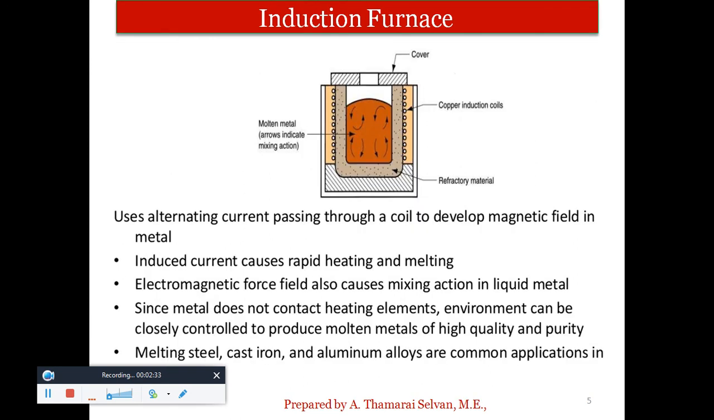It uses an alternating current passing through a coil. So we have a magnetic coil. When the alternating current is passed through the coil, because of this, a magnetic flux intensity is produced, which is used for heating and melting of the metals or alloys.